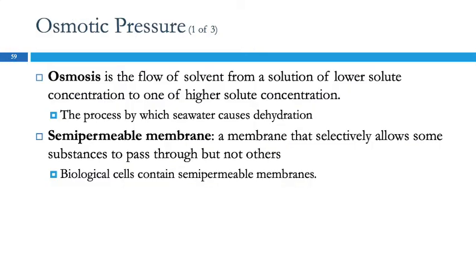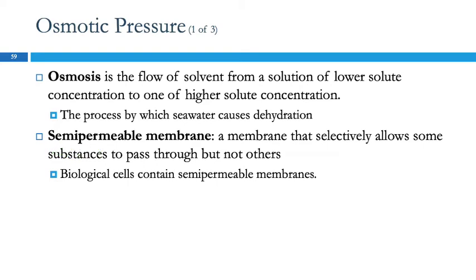Osmotic pressure is another colligative property. Osmosis is the flow of a solvent from a solution with lower concentration to a solution of higher concentration. And this is the process by which you get dehydrated by drinking seawater, because the water is going to move from the less concentrated solution to the more concentrated solution. And this happens across a semi-permeable membrane.